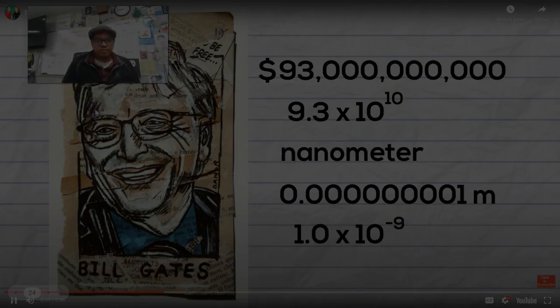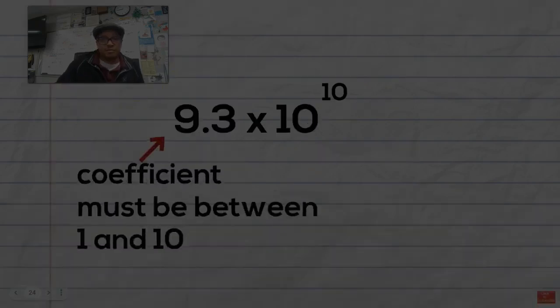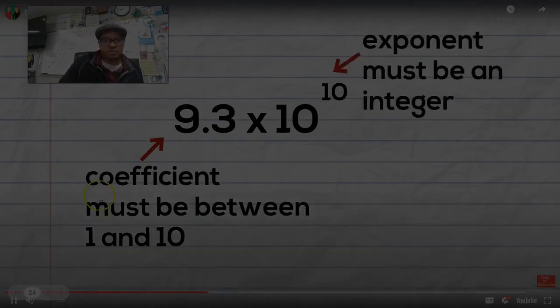Let's go over some of the basics of scientific notation. Up first, the coefficient must be between 1 and 10. The exponent can be positive or negative, but it must be an integer.